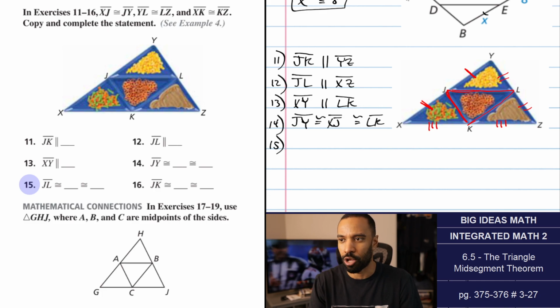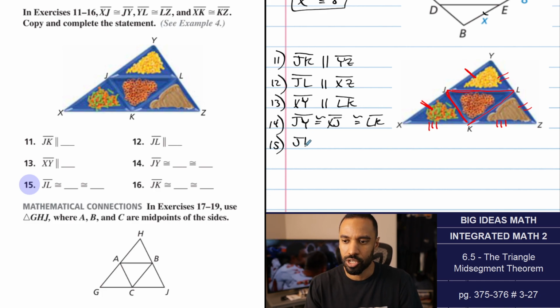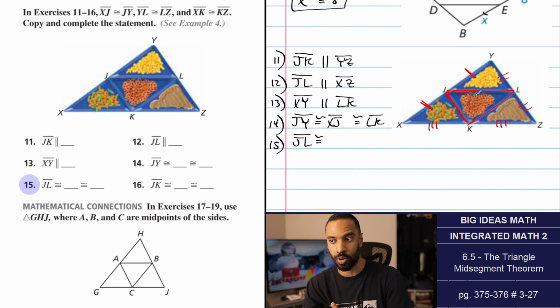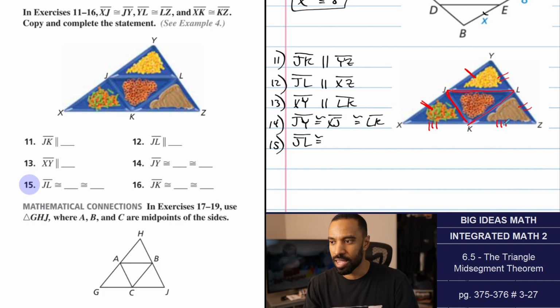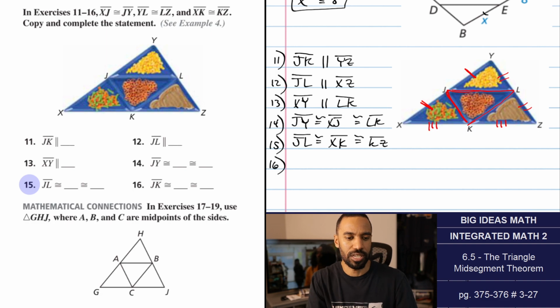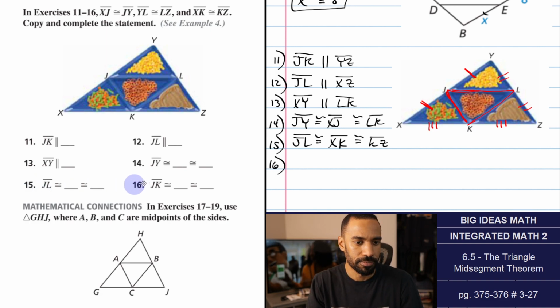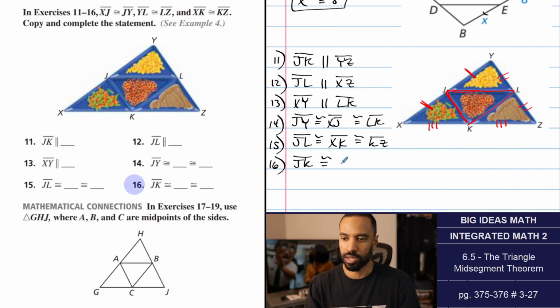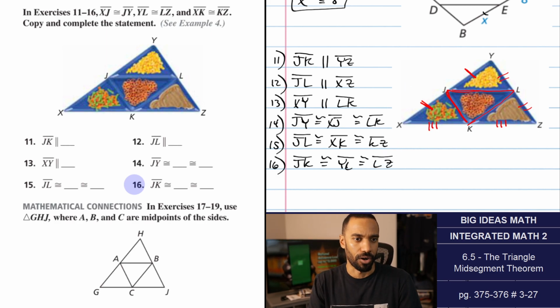So number 15, segment JL, JL being the midsegment this time, JL is congruent to the two broken up portions of the side of the triangle opposite and parallel to this: XK and KZ. And finally, number 16, segment JK, also a midsegment. JK is this guy. We can say YL and LZ are congruent to it. All right, there are those ones.